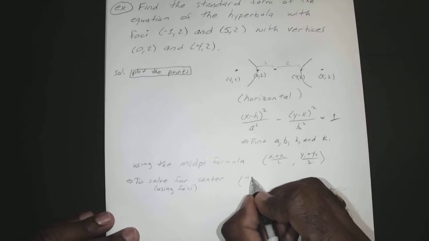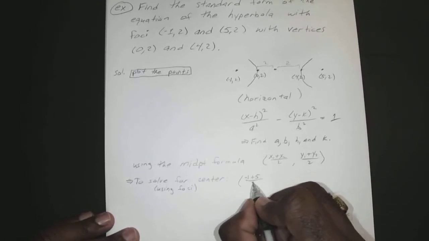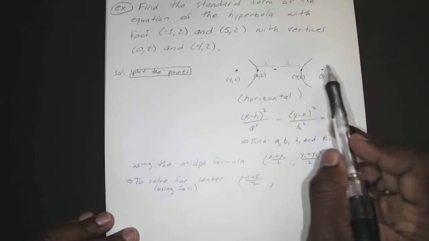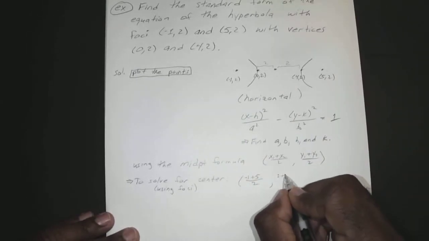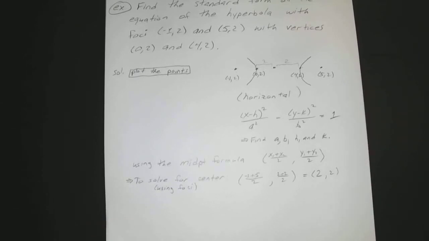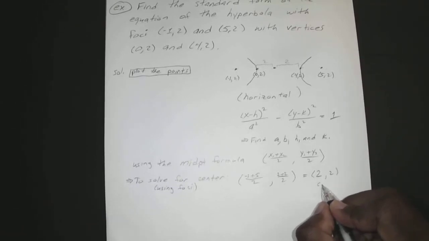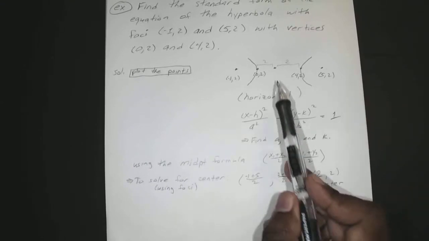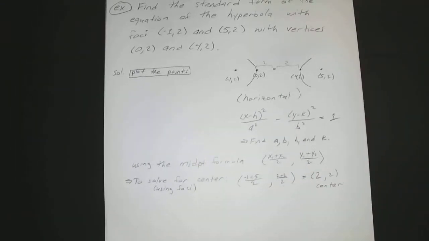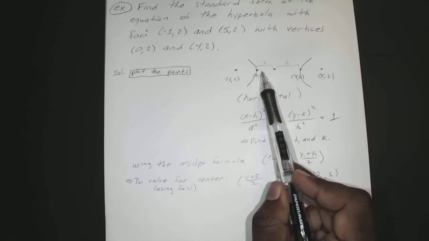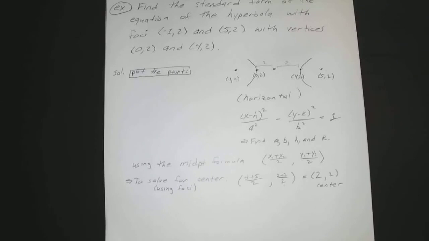So we have -1 plus 5 divided by 2. And we have 2 plus 2 divided by 2. Okay, which gives us 4 over 2, which is 2. And 4 over 2, which is 2. Okay, so that actually gave us our center. Like I said, if you wanted to, you could have just drawn out the points and kind of figured it out from there. That halfway is 2, so that would be on the same line, 2, 2. But that's if you didn't draw it out.